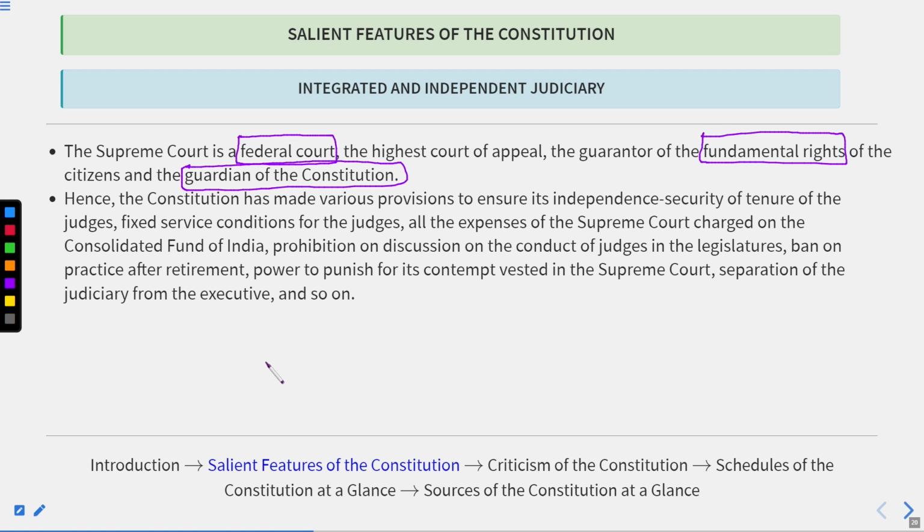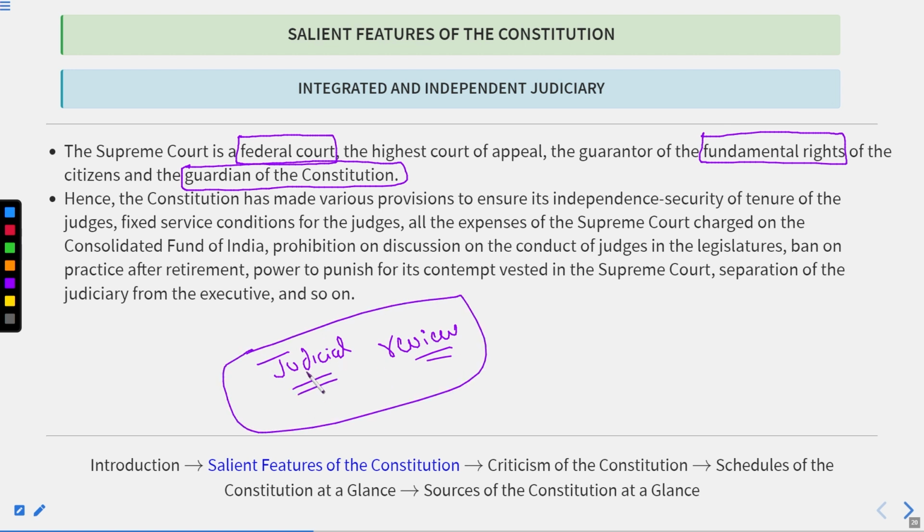It means that the Supreme Court has the power of judicial review. Okay. So whatsoever rules and regulations the government makes, the Supreme Court could review them and check the constitutionality of those laws and regulations.